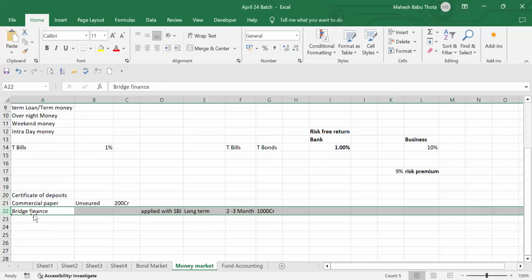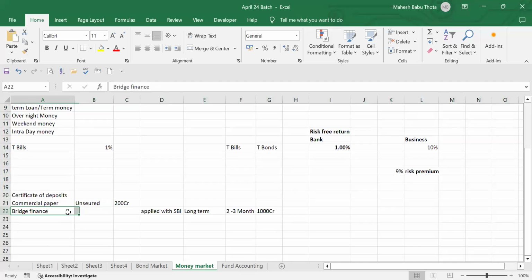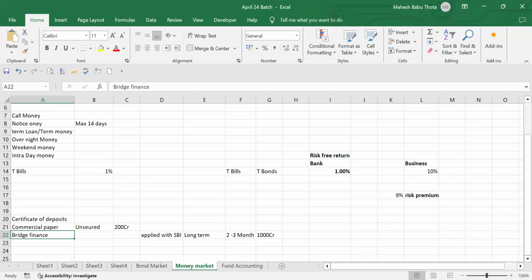Okay, sir. For short-term requirements, that is called bridge finance. My short-term instruments can be any of the above. That cannot be, must be commercial paper? That can be anything, right? Yes, that can be anything. As the meaning of bridge finance, it's not only required to be commercial paper. You can have any type of short-term loans.